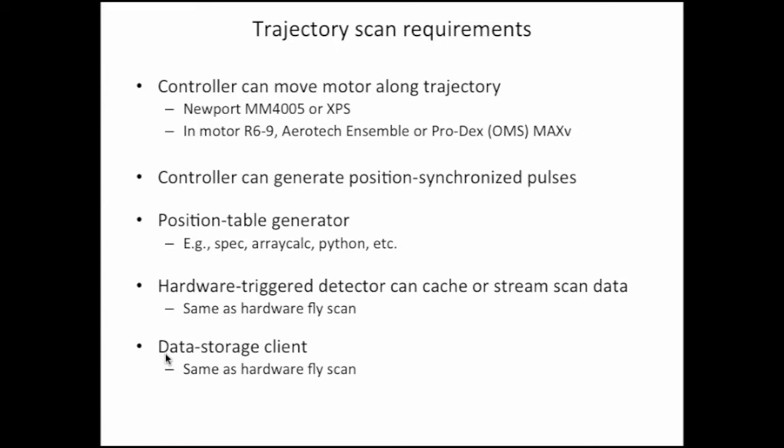And you're going to need somebody to generate an array of positions and times that makes a trajectory. So it could be SPEC, or an array calc, or Python, or somebody. And you need a hardware-triggered detector just like before, and you need a data storage client just like before. So in the bottom two points, this is just the same as a constant speed fly scan.